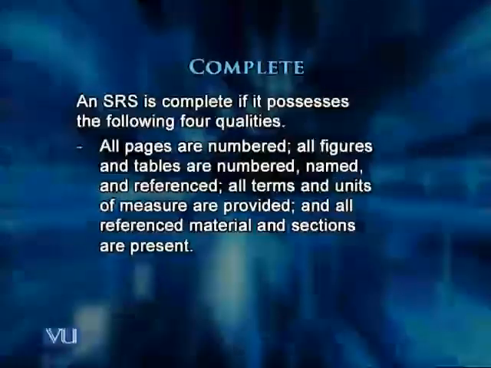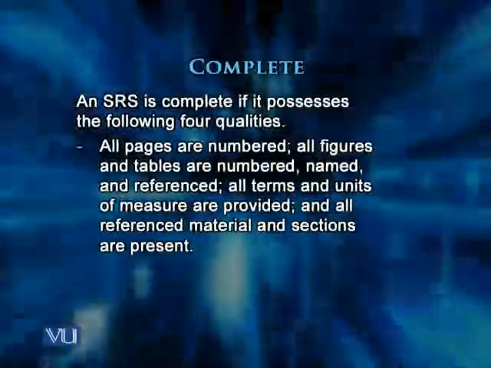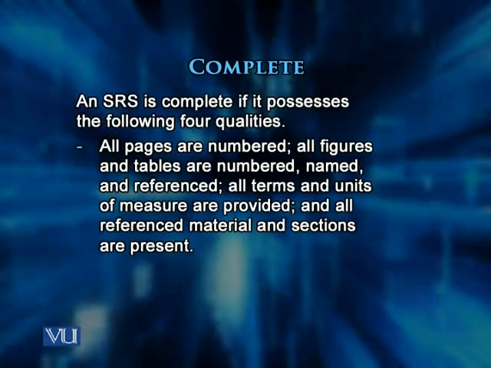The third aspect of completeness, which relates to the structure of the document, is that all pages are numbered, all figures and tables are also numbered, they are named and properly referenced. So in other words, a reader of the document should not be able to find a table or a figure that has not been numbered and named. All terms and units of measure are provided, and all reference material and sections are present.